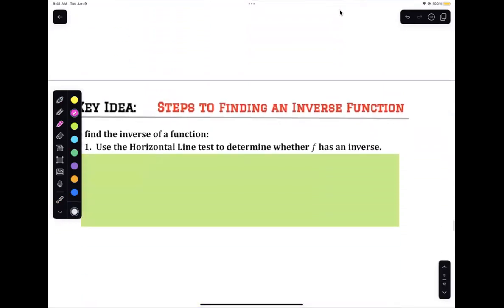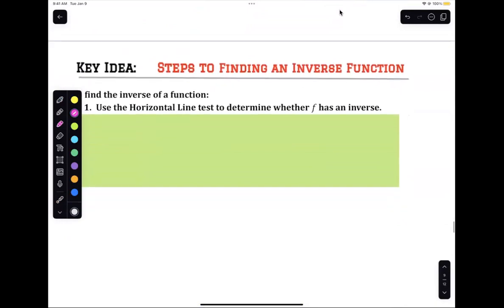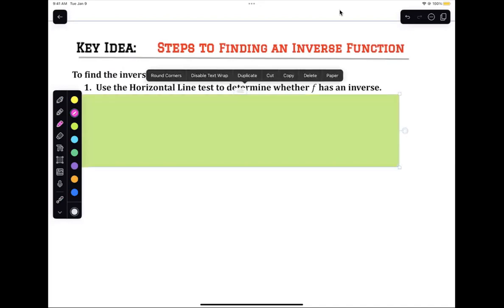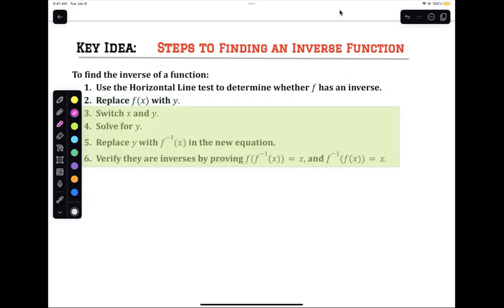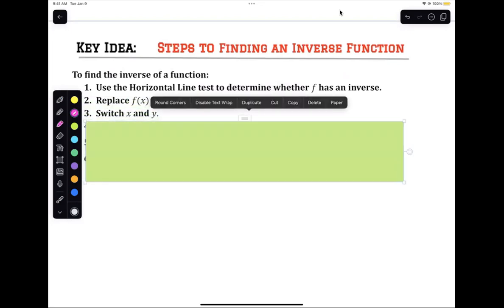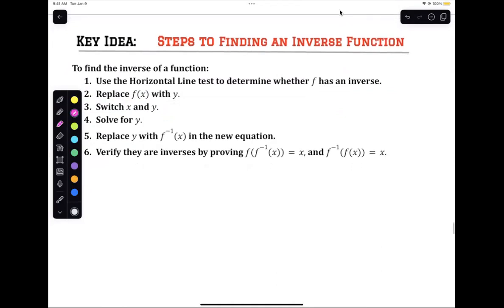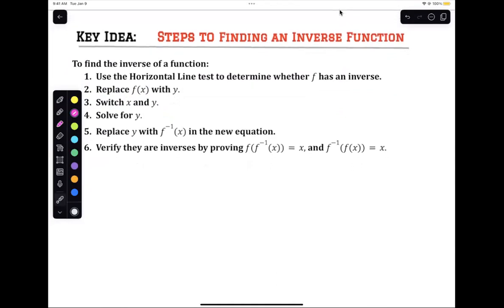Okay. We're going to review now the steps to finding an inverse function. So another thing you guys talked about in Math 3. The first thing you're going to do is use the horizontal line test to determine if it does have an inverse. You can do that either graphically or algebraically. Then replace f of x with y. Switch x with y. Solve for y. Then once you're done, change y to f inverse of x.